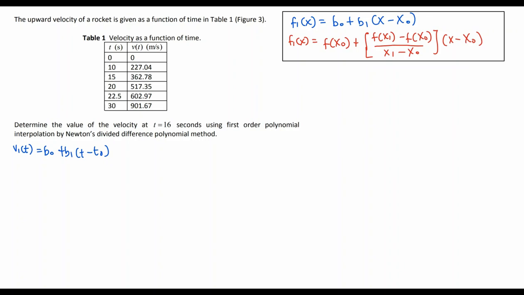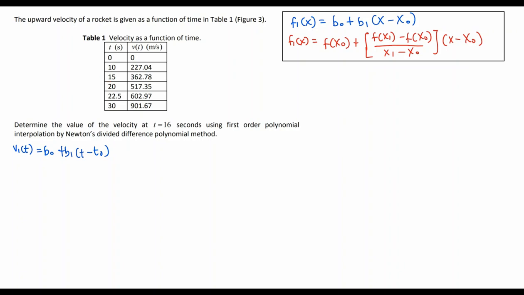Now let's choose the data points. You are going to need two data points because this is a first order polynomial function. We want to find the velocity at time t equals 16 seconds. So I'm going to choose the data points 15 and 20, because 16 will fall within this range.